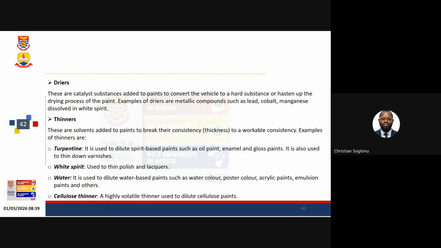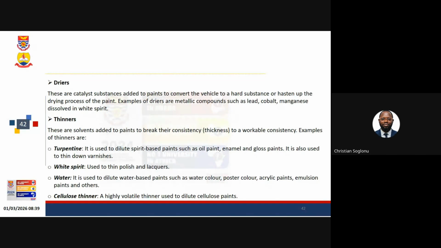But this time around, we don't want to do impasto. We want to paint our room. So we need to mix the paint and break down the consistency into a workable consistency so that we can easily use it to paint our rooms. So either we add turpentine. It is used to dilute the spirit-based paint such as oil paint, enamel, and gloss paint. It is also used to thin down varnish.